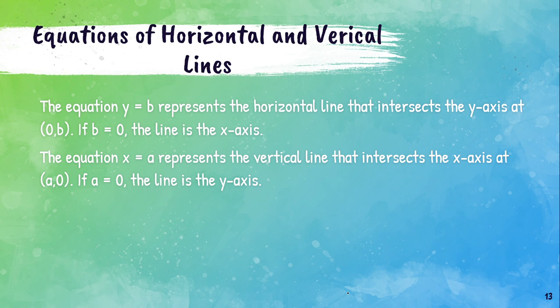Alright, so for you to further understand this, or for you to always be reminded, here is the equation of horizontal and vertical lines. The equation y is equal to b represents the horizontal line that intersects the y-axis at the ordered pair 0, b. If b is equal to 0, the line is the x-axis. Next, the equation x is equal to a represents the vertical line that intersects the x-axis at a, 0. If a is equal to 0, then the line would be the y-axis.